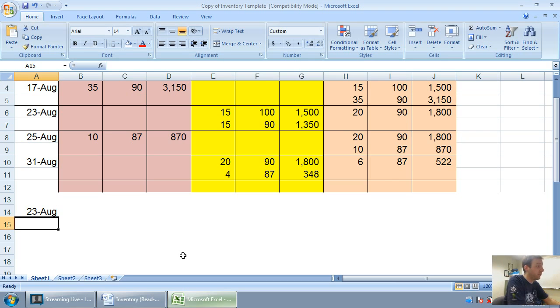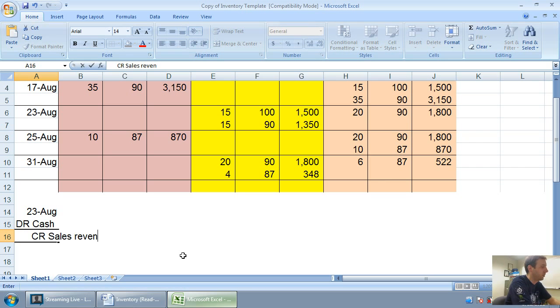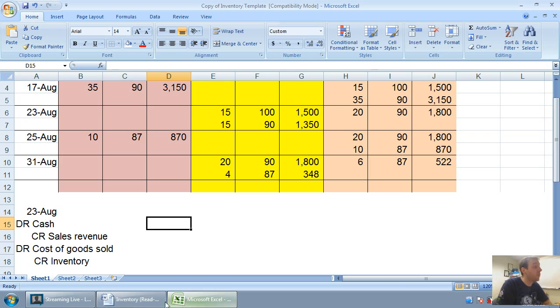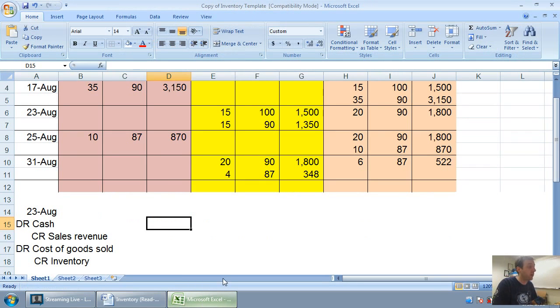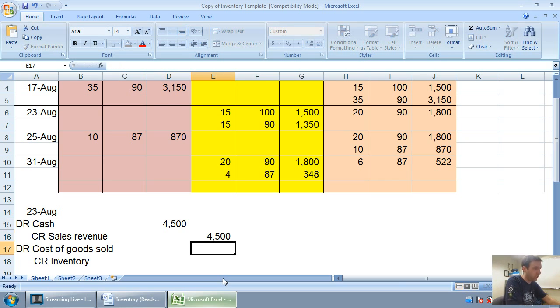August 23rd, when I make a sale of inventory, I'm always thinking of double entries. We're going to get money from our customer, and we're going to credit sales revenue. We're also going to debit cost of goods sold, or COGS, and we're going to credit our inventory. So I got to figure out how much money I got from my customers. Well, if I sold 30 units at a price of $150, I must have gotten 30 times 150, $4,500 from my customers. So I received $4,500 in cash and sales revenue.